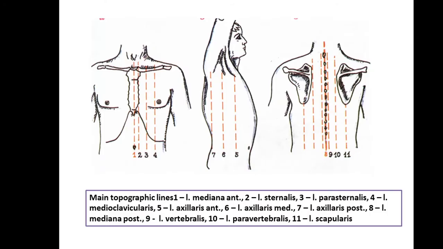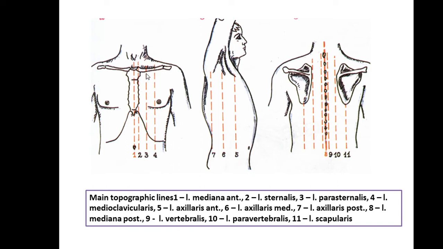Let's start with percussion of the chest. To percuss the chest, we should know the main topographical lines on the chest. The first line is the line which divides our sternum into two parts. This is the anterior median line. The line which goes through the border of the sternum is the sternal line. Then you should find the mid-clavicular line, which divides the clavicles into two parts, right and left mid-clavicular lines.